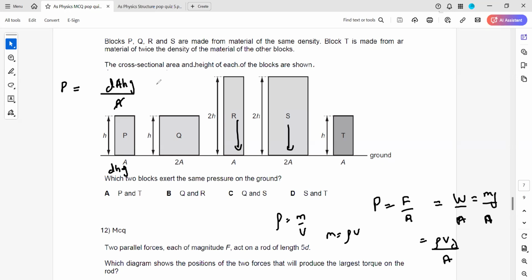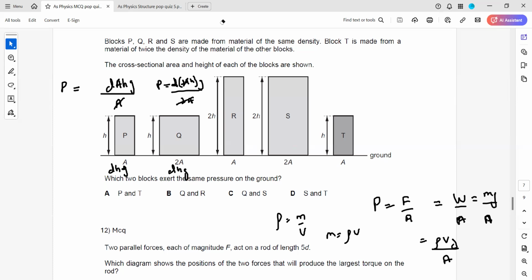If you want to work out the pressure by the second object, its density is D. What about the volume? The volume is area multiplied by height. So area is 2A and the height is H, times gravity divided by area, which is 2A. So 2A will cancel with 2A. What we are left with is D, the density, times H times G. So it means P and Q will exert the same pressure, but we don't have any option in which P and Q are together.